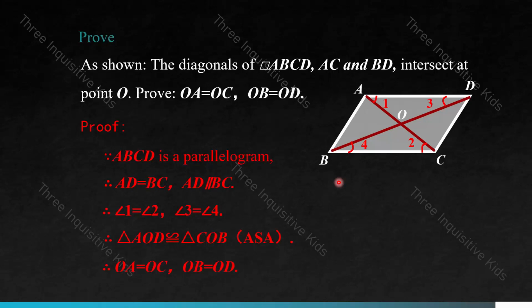And in this process, we first showed that triangles AOD and BOC are congruent, and then from that we could compare their corresponding sides.